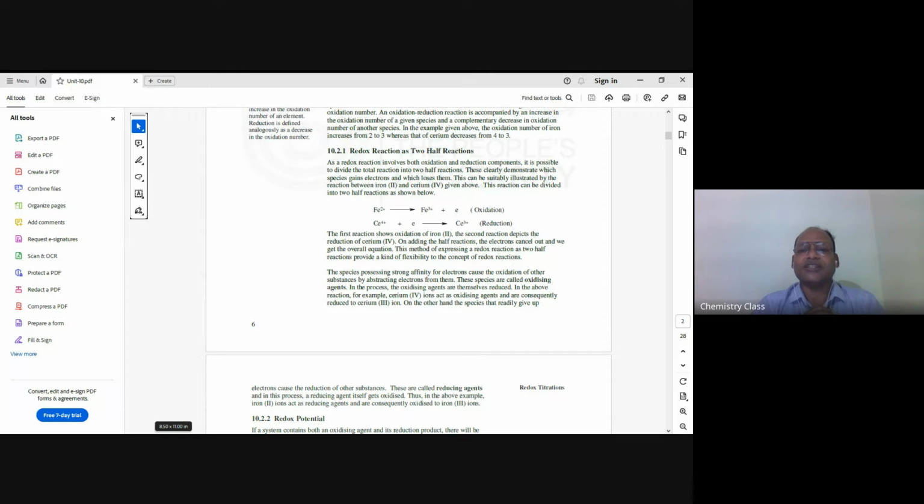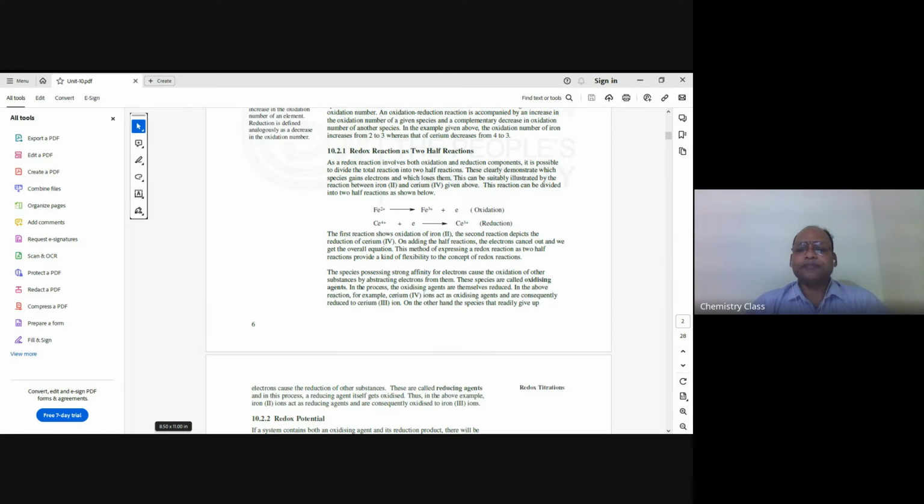Oxidation state increases. In the case of selenium, Se4+ plus 1 electron gives rise to Se3+. On the reactant side, selenium originally has lost 4 electrons; when it accepts that 1 electron, it now becomes 3+. So the oxidation state on the reactant side is 4 and on the product side is 3. That means the oxidation number decreases, so it is reduction.